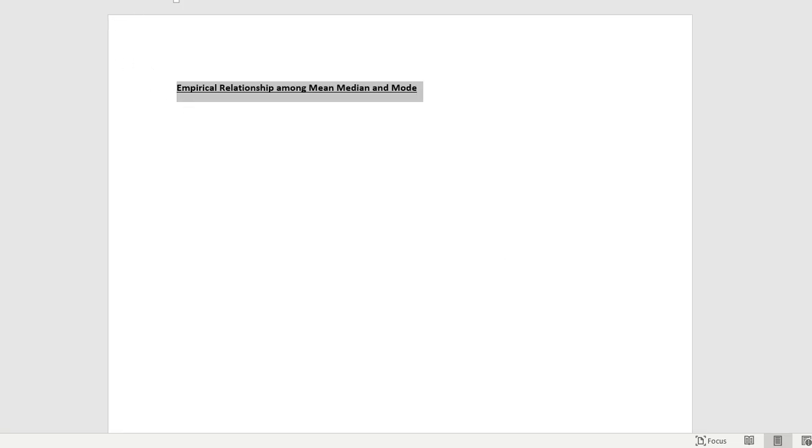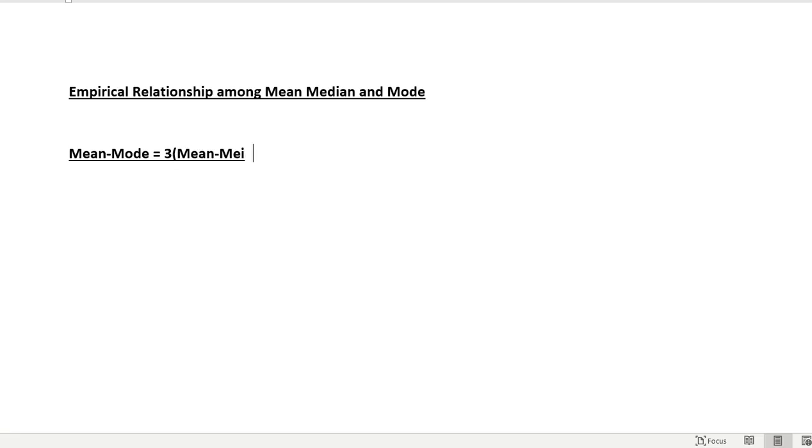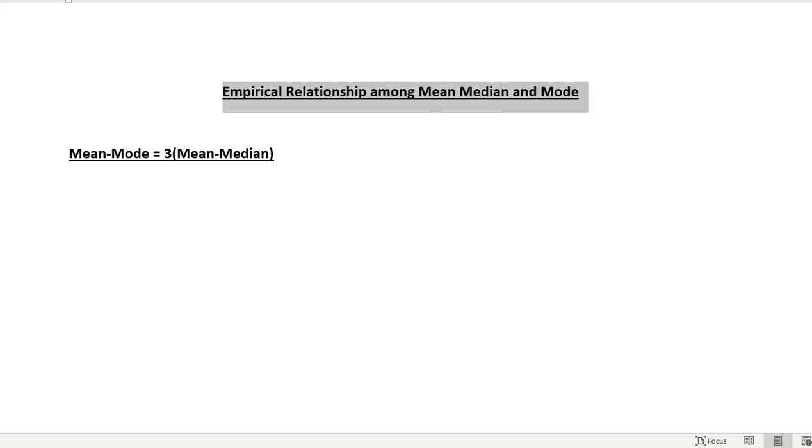I'll increase the font size. So this is the empirical relationship between mean, median, and mode. Actually it is exactly like this: mean minus mode is equal to 3 into mean minus median. Okay, so this is one empirical relationship. I'll move it to the center.